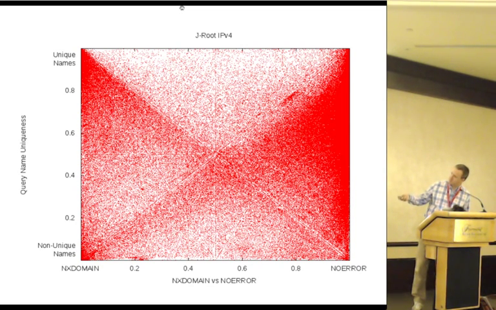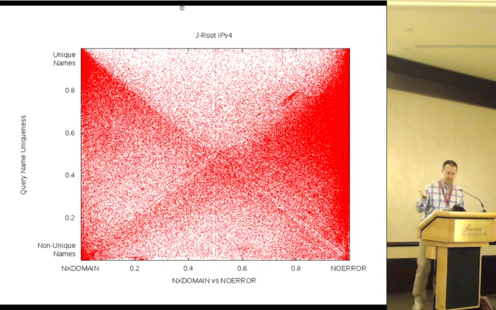And there's two areas of density here. There's a cluster down here where you've got non-unique names, maybe the same name over and over and over, just repeating, who knows why. And on the other hand, up here on the top you've got NXDOMAINs for things that are always different, random names, or maybe these are attacks or something else.